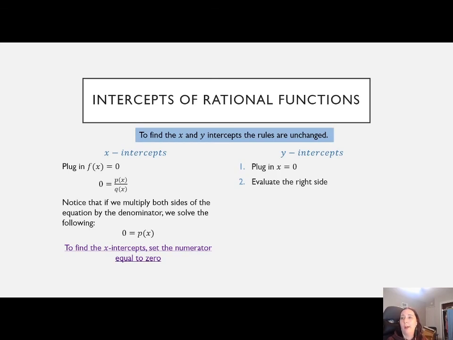Now, to find the y-intercepts, that's where you plug in x equals 0. So you replace x with 0, and then you're just evaluating the right side. You're following the order of operations on the right side to find those intercepts. So these are the same rules that we've been doing, there's just, for the x-intercepts, a shortcut that can save you some time. You just set the top equal to 0 to find those x-intercepts.